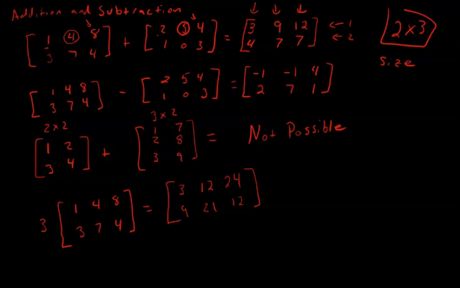So what if we had something like 3, and we'll use that matrix, 1, 4, 8, 3, 7, 4. Let's do minus 2 times 2, 5, 4. Sorry, that 4 should be a little bit further off that 5. 1, 0, 3.